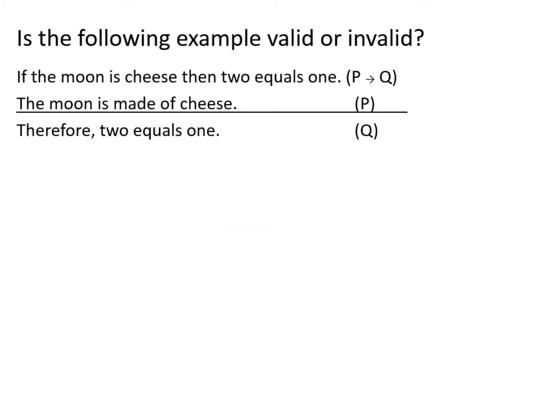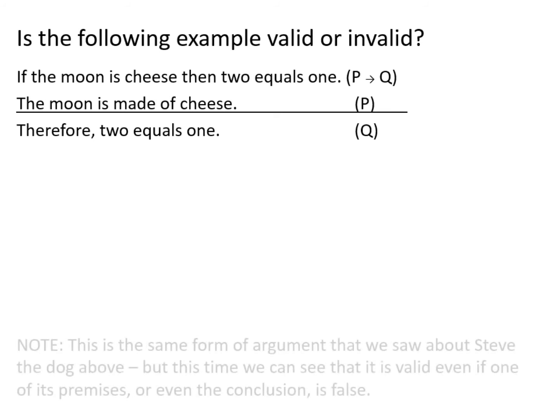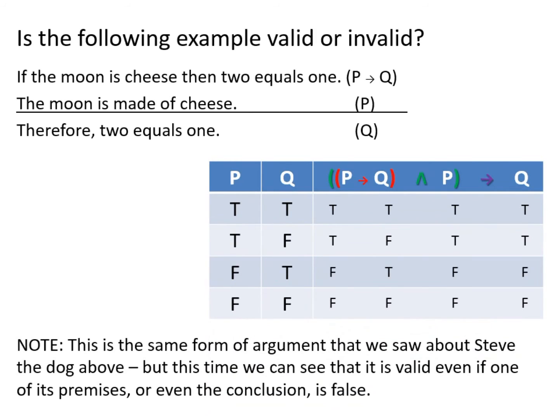So, this example might demonstrate that. If the moon is cheese, then 2 equals 1. The moon is made of cheese, therefore 2 equals 1. Isn't it obvious? So, if you think back on this one, it might seem familiar to you. It is actually the same form of argument that we saw when we talked about Steve the dog, and it made perfect sense back then.